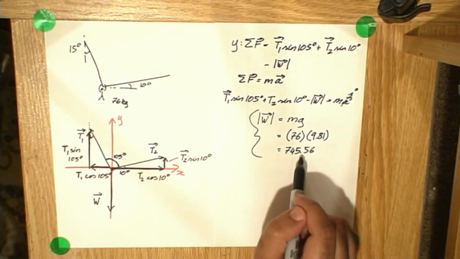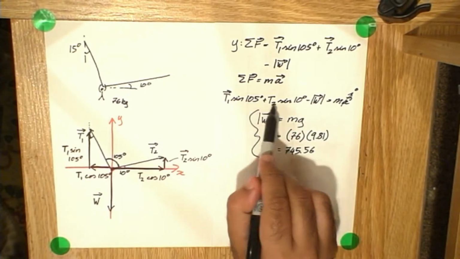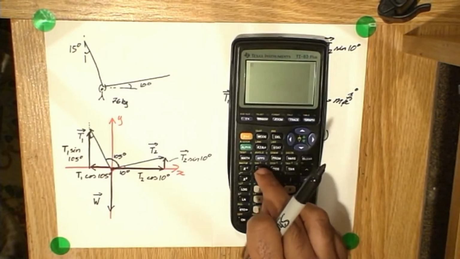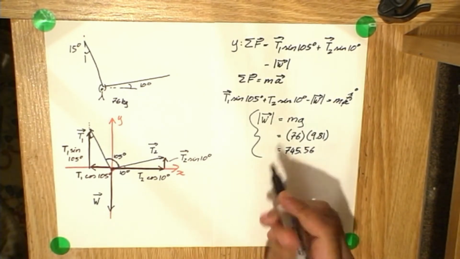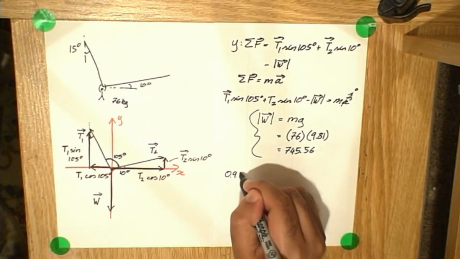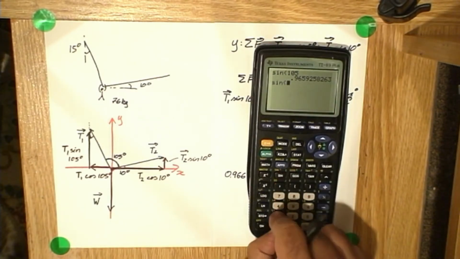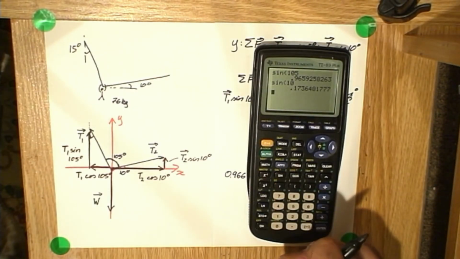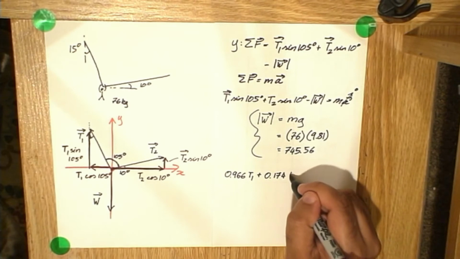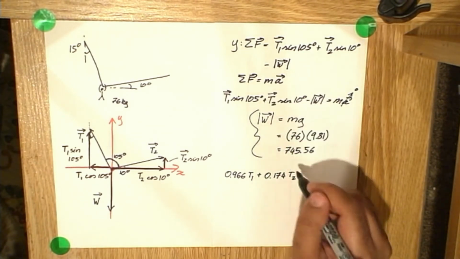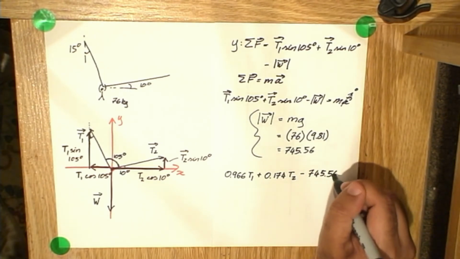So now, let's take this information and plug it into this equation. Now, in the meantime, we can also solve for some of these trigonometric values. So the sine of 105, that's 0.966. And the sine of 10 is 0.174. Minus the weight, 745.56, is all equal to 0.